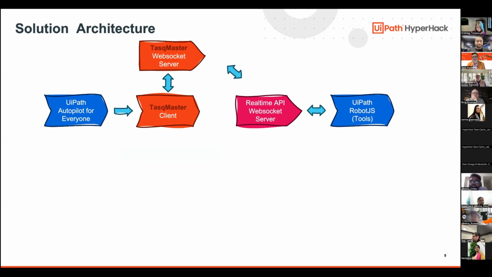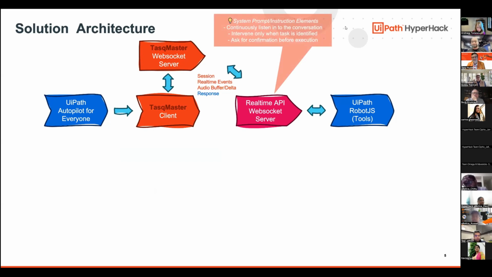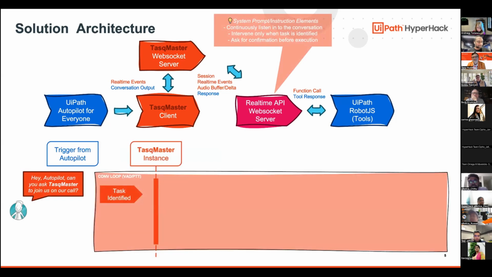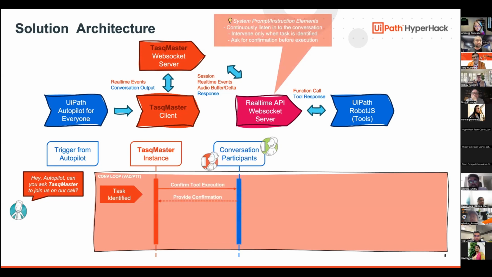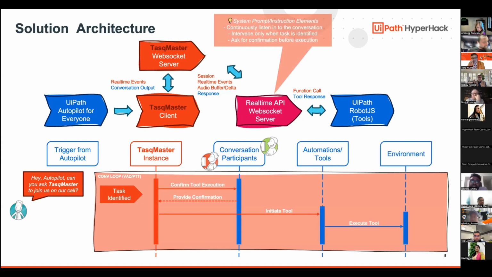There is a Taskmaster WebSocket server, which will interact with the real-time API from OpenAI, a low latency interaction with the large language models and agents within OpenAI. This is not tied to any meeting platforms. It's agnostic. You can call it whether you're in Teams, Google Meet, Cisco, Zoom, or anything. In the demo, once a task is identified as we go through the call, it will try to confirm the tool execution from any of the conversation participants. It will initiate the tool upon confirmation, execute it, and then respond back.